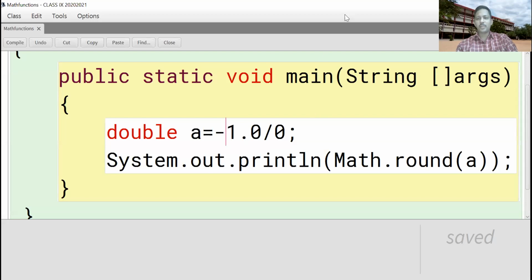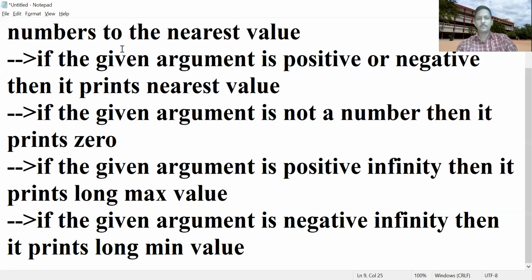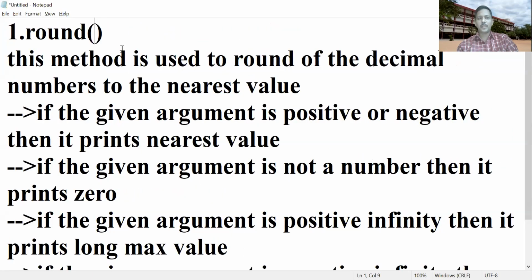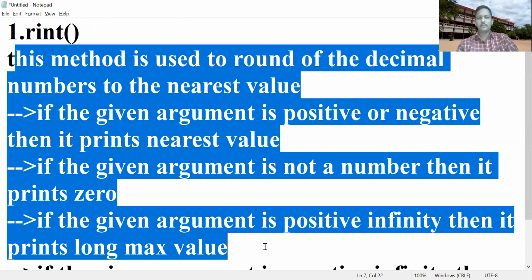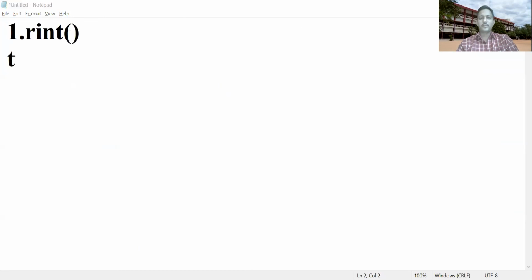So the next method is the rint method. Next method is what? Rint method. Note down all of you. Don't confuse round and rint method.